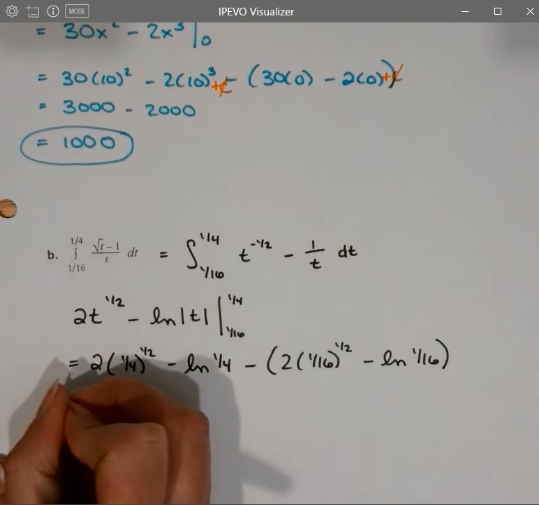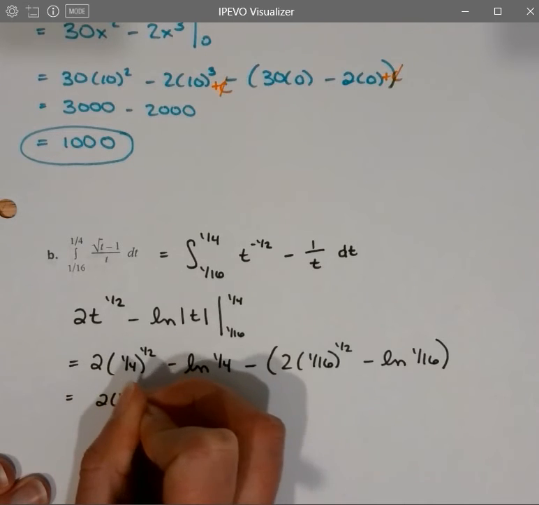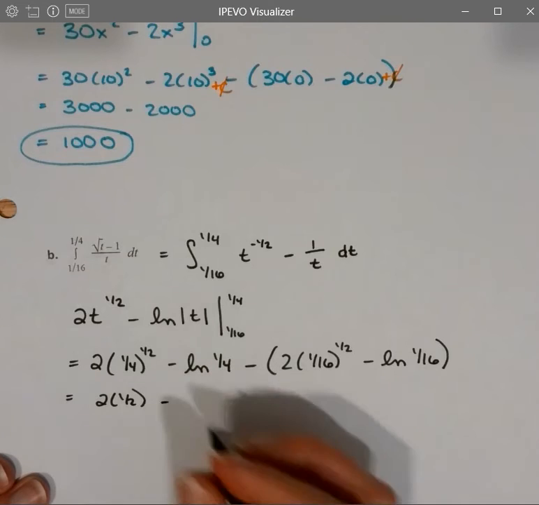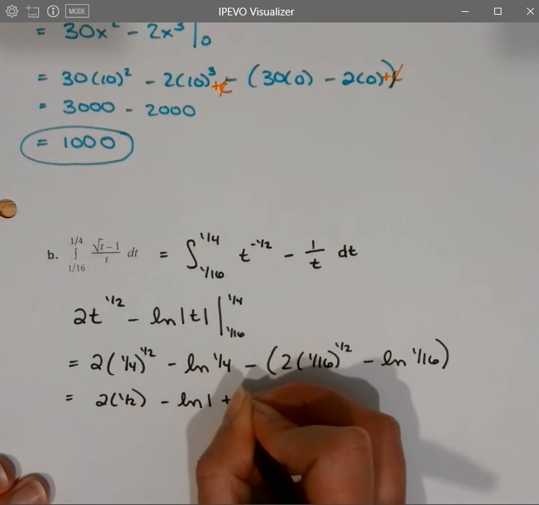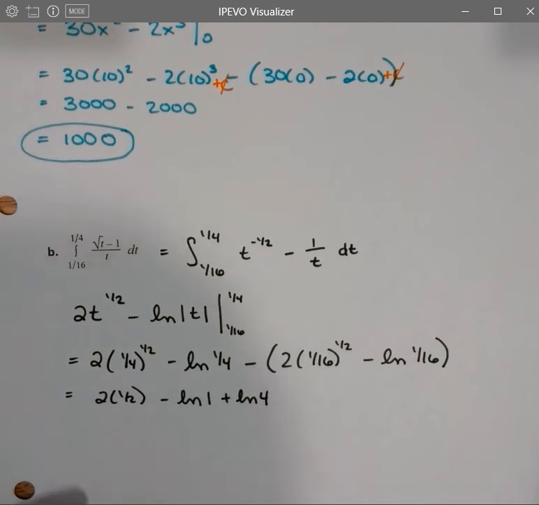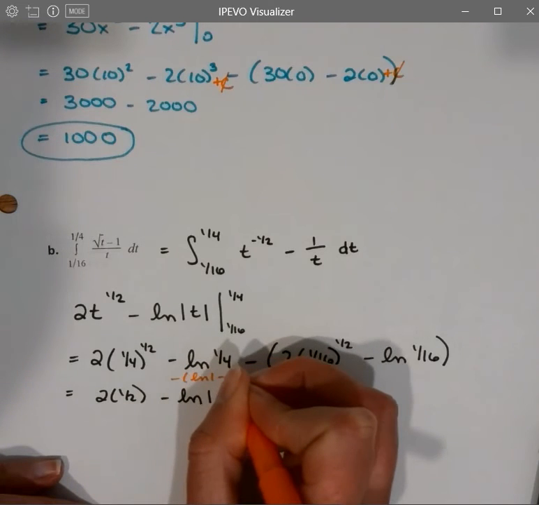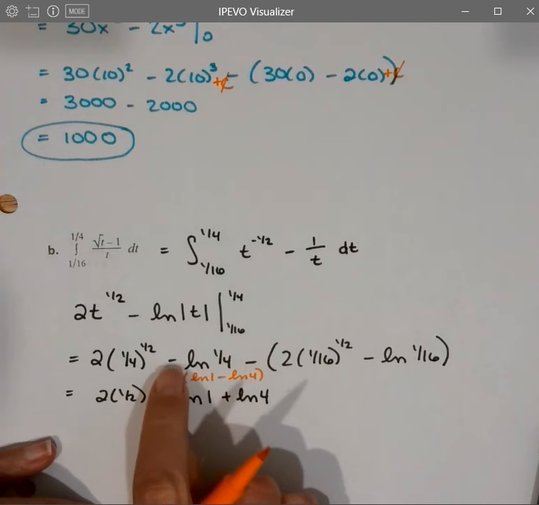I know that 1/4 to the 1/2 power, that's the square root. It's a half because the square root of 1 is 1, the square root of 4 is 2. So that's 2 times 1/2 minus, okay, just to get this simplified, let's rewrite this as the natural log of 1 plus the natural log of 4, because we're going to be able to get rid of the natural log of 1. Lots of different ways to simplify this, but what I'm actually doing is separating this into minus the natural log of 1 minus the natural log of 4 with that quotient rule, and I just distribute that negative. That's why my natural log of 4 is positive, because of this negative.